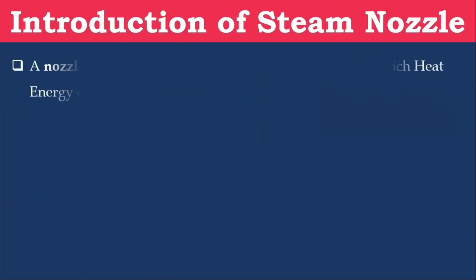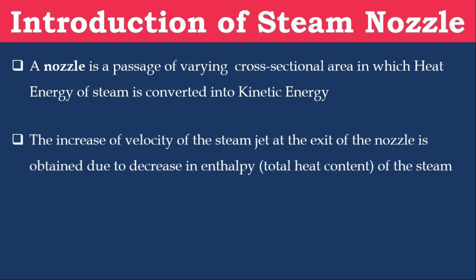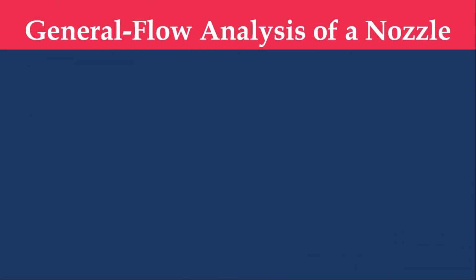We know that a nozzle is a varying cross-sectional device in which high enthalpy of steam is converted into kinetic energy. At the exit of the nozzle, we will be having a high velocity steam jet, and these nozzles are designed for the minimum energy loss during the conversion of enthalpy to kinetic energy. Now we will discuss what are the assumptions that we make to study the nozzle.